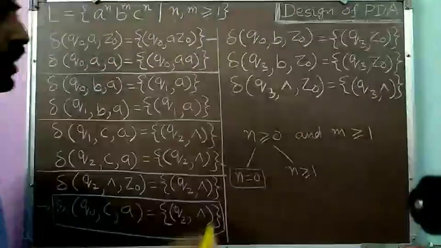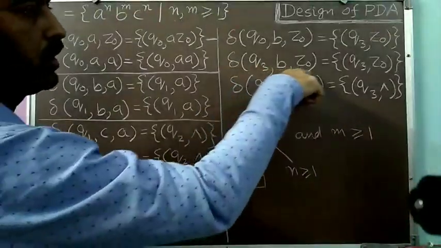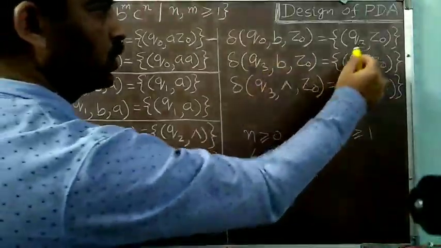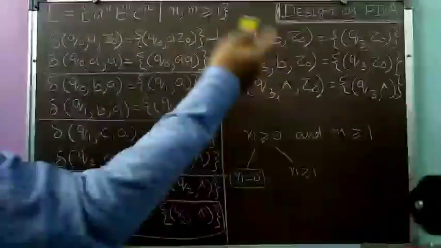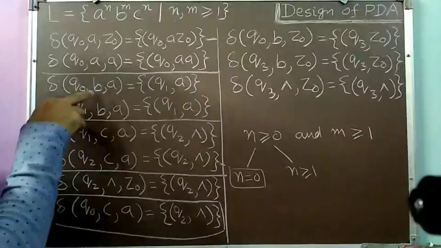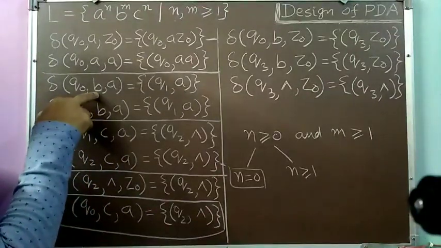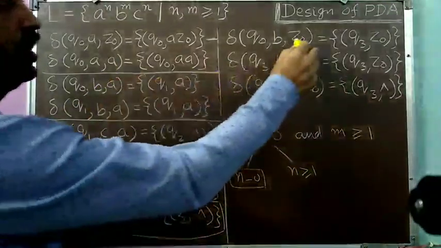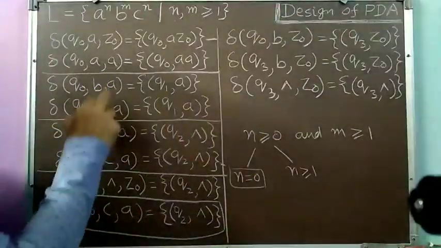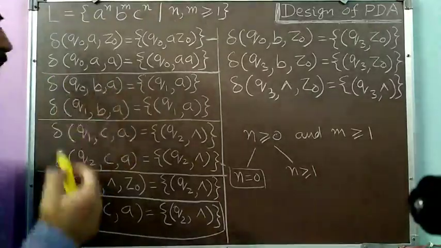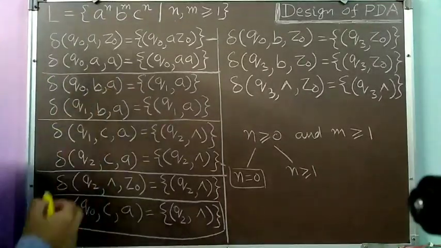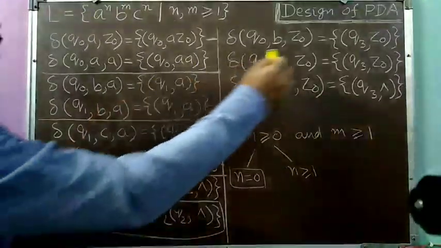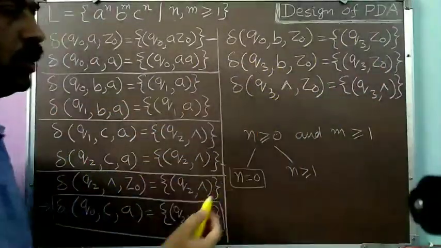So if Q1 is there, then simply you will write here delta Q1, B, Z0, then Q1, Z0. So rather than using the state Q3, you can use Q1 also. It is possible because even though you are also receiving B here, your topmost pushdown stored symbol is different. Here your topmost pushdown stored symbol is Z0, while in these situations the topmost pushdown stored symbol is A. So there will be no confusion between them. So you can also use the state Q1 here rather than state Q3.